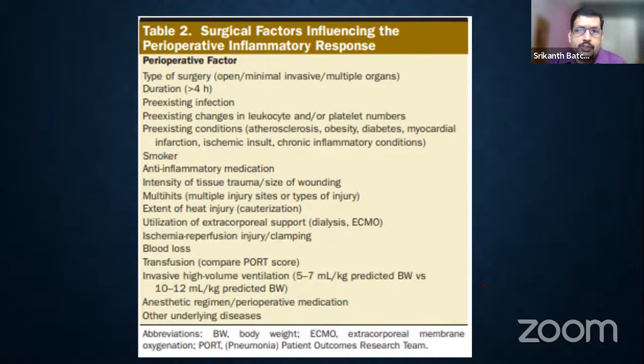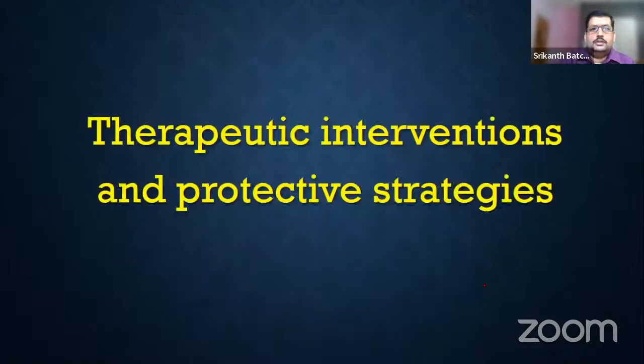Intensity of the tissue trauma, size of the wound, multiple hits, multiple injury sites or types of injury, extent of the heat injury from the cautery we are using, utilization of extracorporeal support like hemodialysis and ECMO, ischemia-reperfusion injury or clamping, blood loss, transfusion, and as we discussed just before, invasive high-volume ventilation will also lead to more inflammation. Also the anesthetic regimen, perioperative medication, and other underlying diseases.